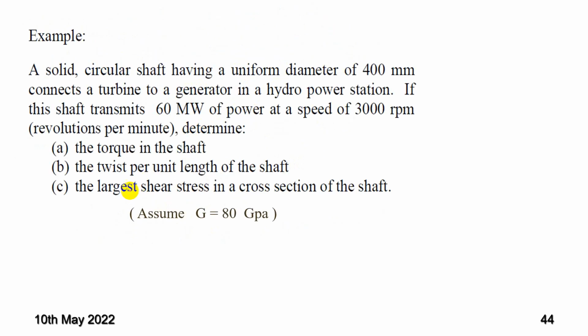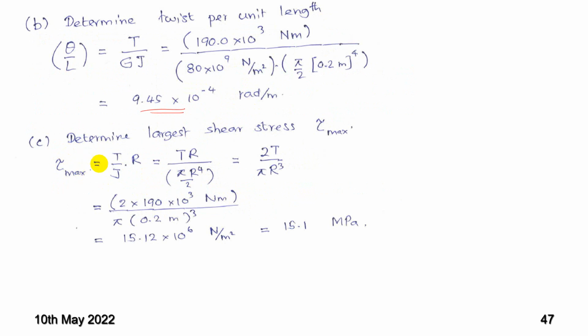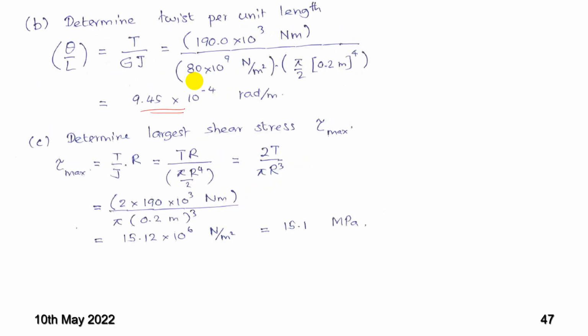And the largest shear stress in the cross section of the shaft. The largest shear stress, tau max, occurs when the radius is maximum, R max, which is 200 millimeter. So if I substitute in this equation 2T over pi r cube, I know 2T from 190, and I know the radius as 0.2 meter, then it is 15.1 megapascal, which is the tau max.